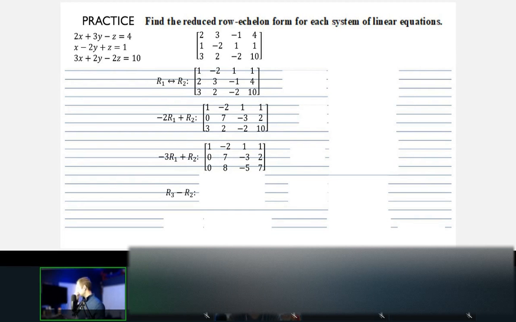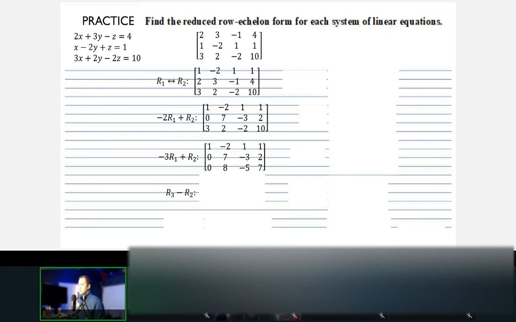Yeah, row 3 minus row 2. Maybe not so obvious. Like multiplying it by 1 over 7 would have worked also, but now we have fractions, like I said. Doing it this way, we make it a 1, and we don't have fractions.